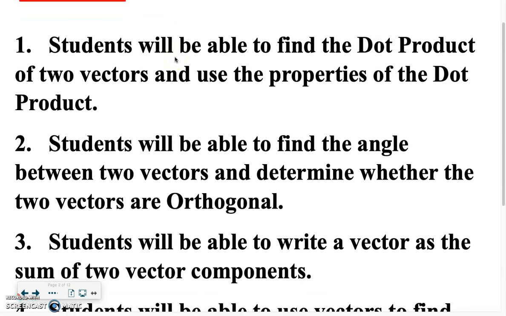So the goals that we have in mind, number 1, students be able to find the dot product of two vectors, and use the properties of the dot product. Number 2, students to be able to find the angle between 2 vectors and determine whether the 2 vectors are orthogonal. This is the big one, guys. We need to leave section 6.4, whether that's today before we leave or tomorrow, knowing how to find the angle between 2 vectors. That's, again, very, very applicable, not only in this class, but in the real world.